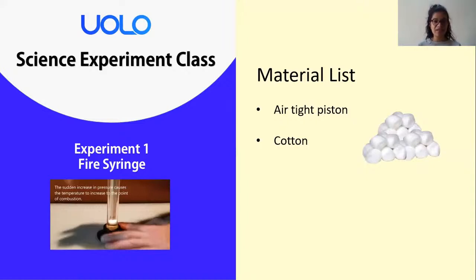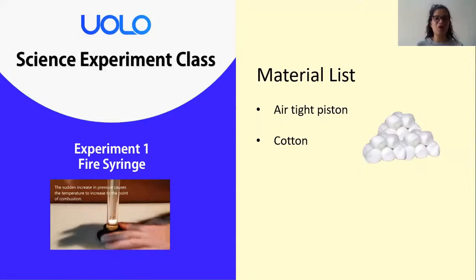Okay, so let's look at the material list. We need an airtight piston and we need cotton. These are the two things that we need. How many of y'all are ready with the material? Just give me a thumbs up. Okay, very good. All those who are running to quickly get your stuff, I'll give you a few seconds and then we go ahead.